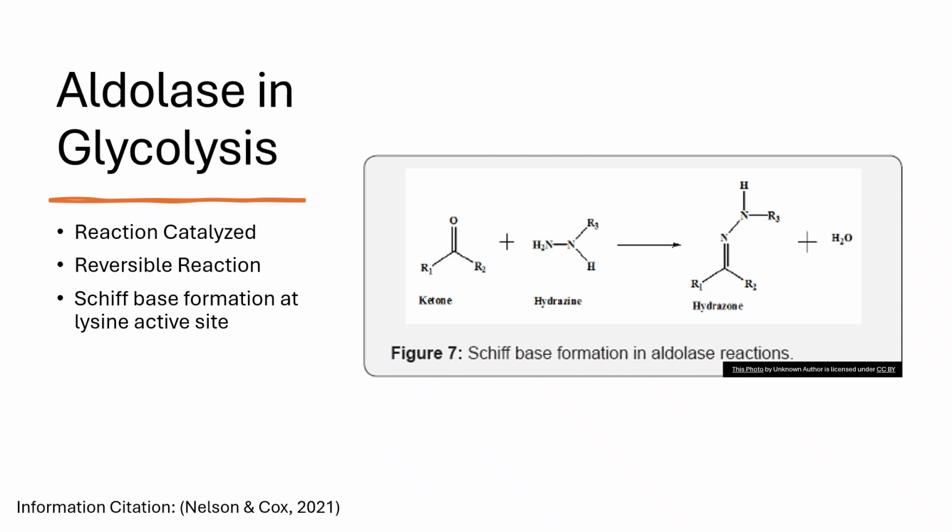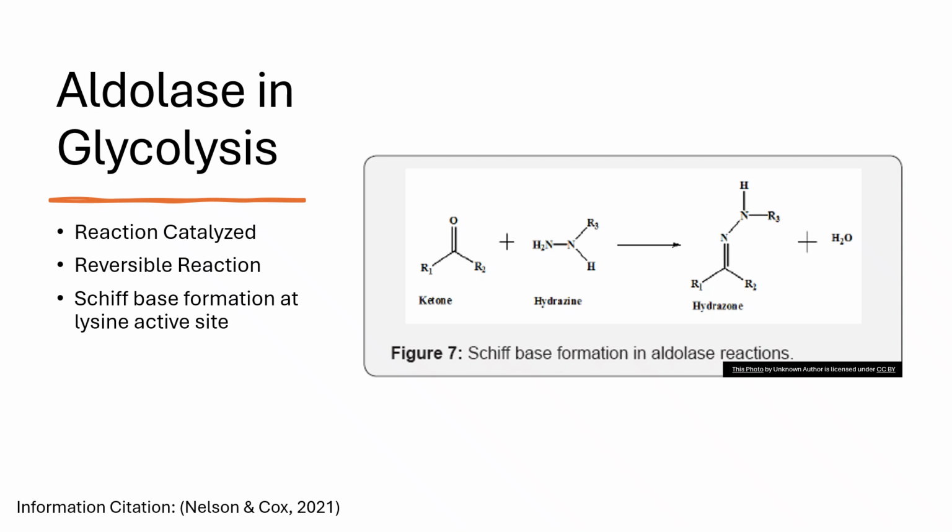Aldolase catalyzes the cleavage of fructose 1,6-bisphosphate, or F1,6BP, into two 3-carbon sugars. They are glyceraldehyde 3-phosphate, or G3P, and dihydroxyacetone phosphate, or DHAP. This occurs at step 4 of glycolysis. Only G3P continues directly into glycolysis. The DHAP, however, is quickly converted to G3P by triose phosphate isomerase in the next step.